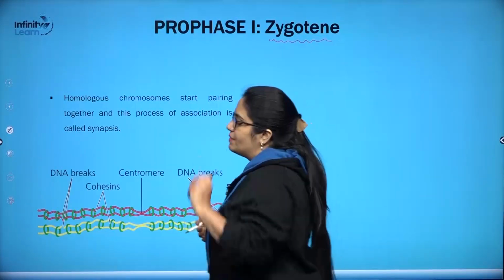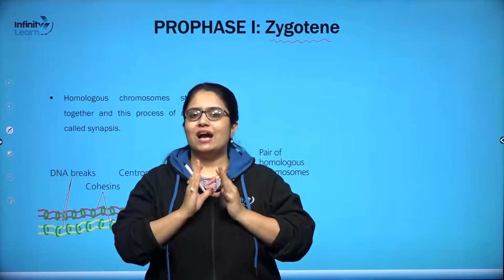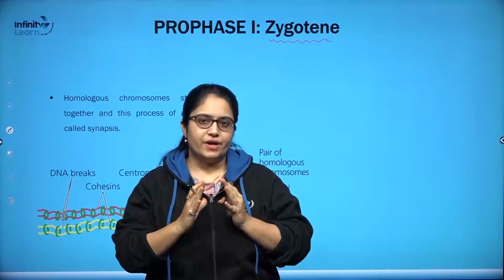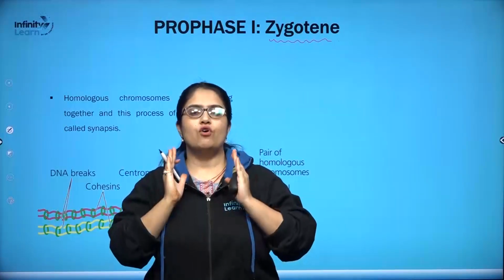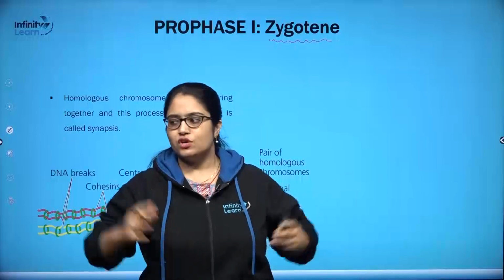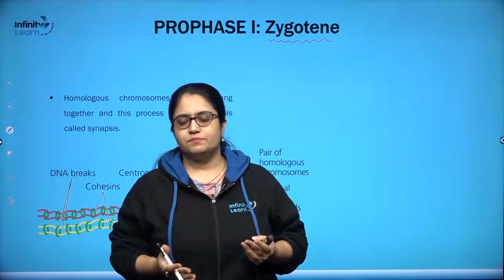बहुत ध्यान से सुनना मेरे प्यारे बच्चों. तो zygotene में क्या होता है? Two homologous chromosomes will come together and start forming a pair. Now this process of two homologous chromosomes coming together and forming a pair is known as synapsis. So ये जो process है ना, homologous chromosome पास में आते हैं, pair बनाते हैं, इसे ही synapsis कहते हैं.